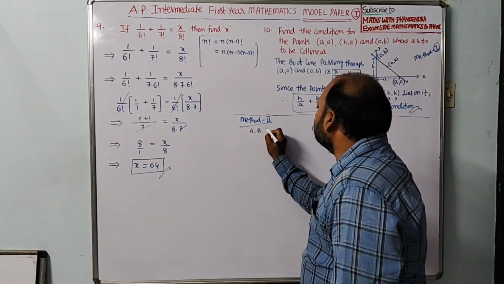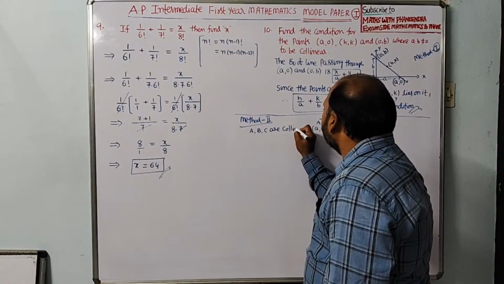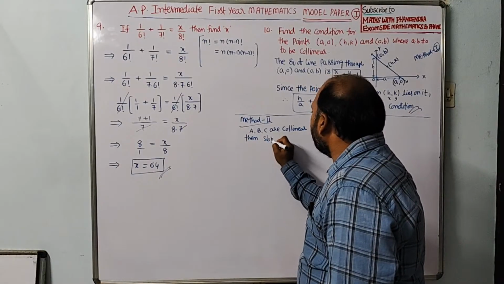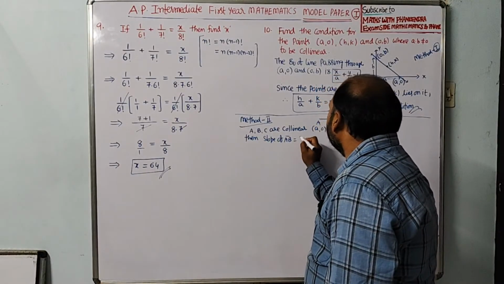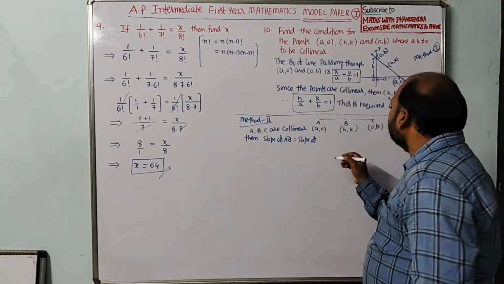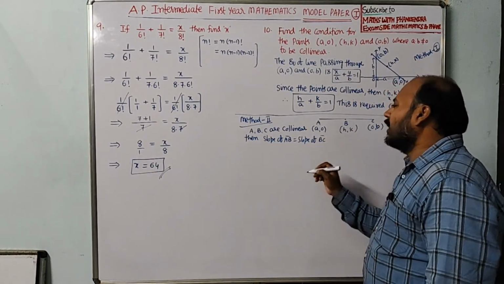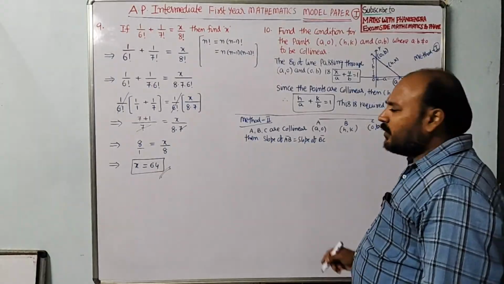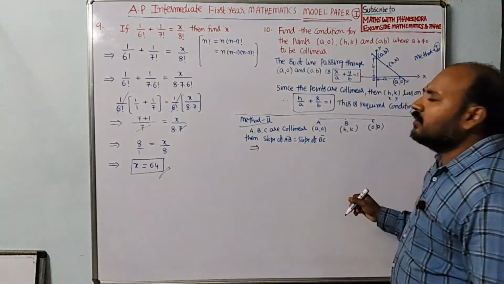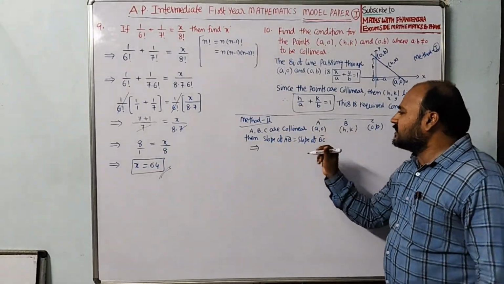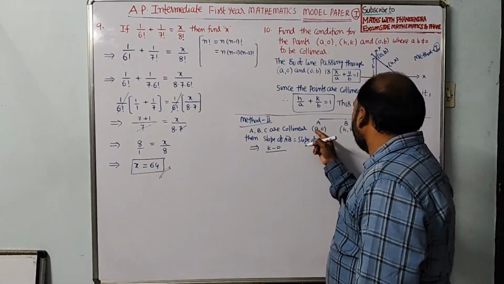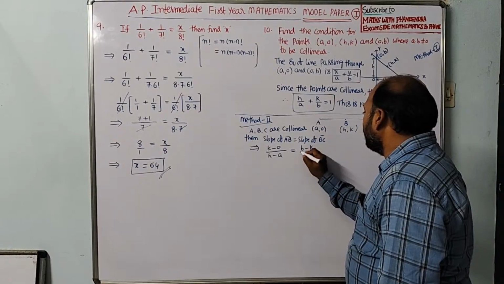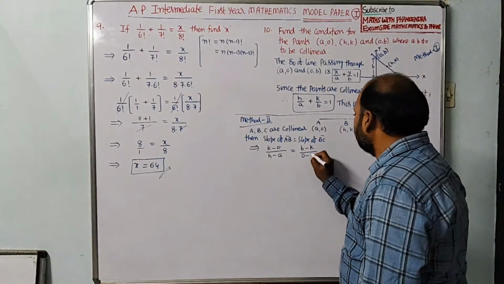If A, B, C are collinear, then slope of AB equals slope of BC. Anything you can take: slope of AB equal to slope of AC, or slope of AB equal to slope of BC. Whatever you want to take, you can take it. Slope of AB, y2 minus y1 by x2 minus x1: k minus 0 by h minus a equal to b minus k divided by 0 minus h.